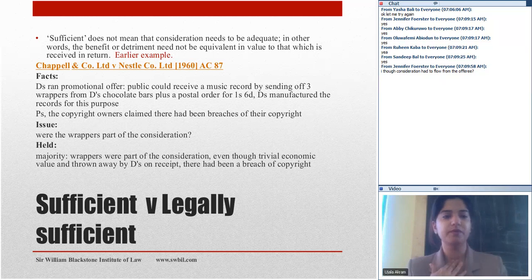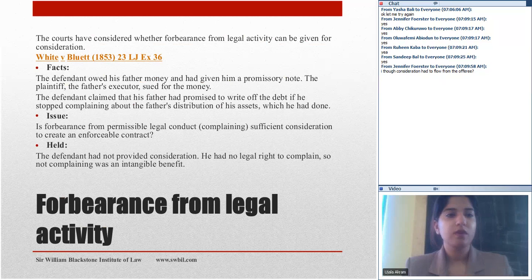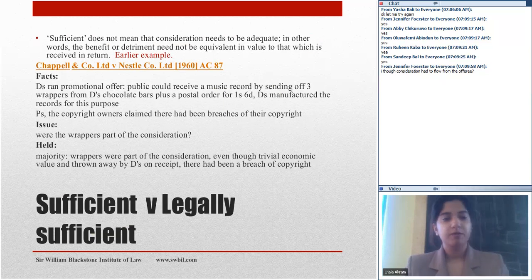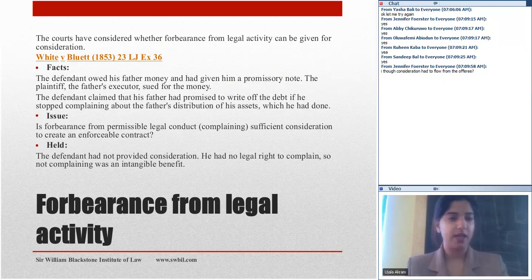Okay. So another important point is that you might consider something as sufficient consideration, but it may not be legally sufficient. So we are going to look at many cases today and to see different situations where courts held whether the consideration was legally sufficient or not. So there are going to be many instances here in the cases where you would think that the consideration is sufficient, but we need to know whether it is legally sufficient or not. So let's look at our next case, which is White versus Blewett.